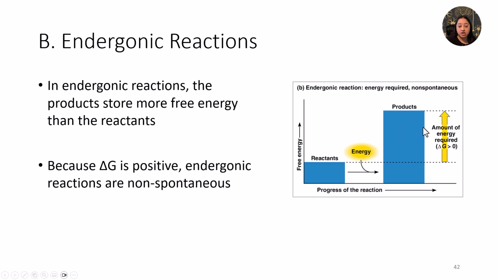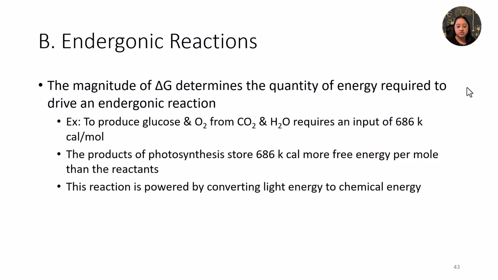In endergonic reactions, the products store more free energy than the reactants. Because delta G is positive, you had to put in energy, so these are non-spontaneous. They're not going to really happen on their own. In this case, the magnitude of delta G determines the quantity of energy required to drive this kind of reaction.